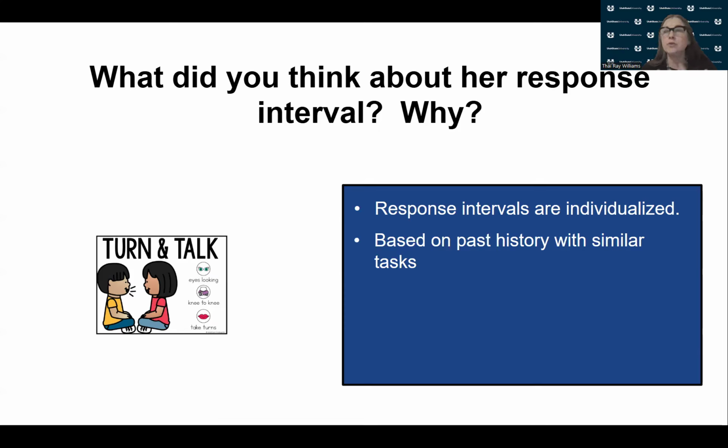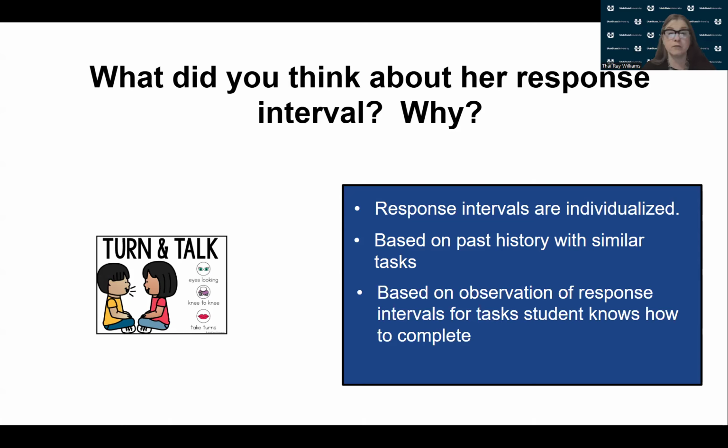And so, how do you determine what a student's response interval may be? Well, one of the things you can do is base it on past history with similar tasks. So, there's a task that's similar to this, and it typically took them 5 seconds in order to respond, or they would typically respond within 5 seconds. And so, that is one way that you might determine the response interval.